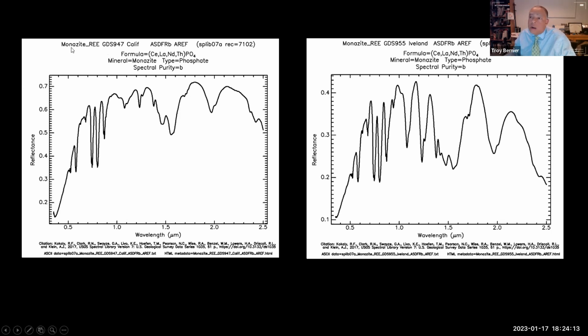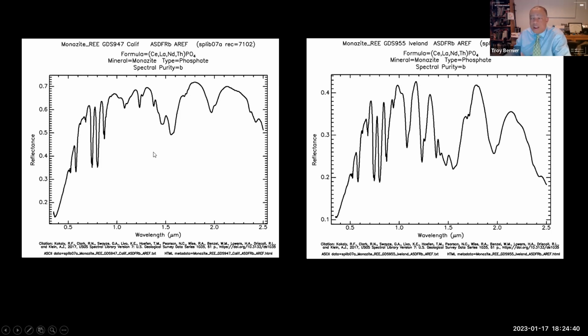Now, what I'm showing you here is this mineral collected. This is a spectra that was collected in California. This sample came from a rock specimen in California. This specimen came from Eveland, Norway. It's the same mineral, right? But what happens to the spectra?